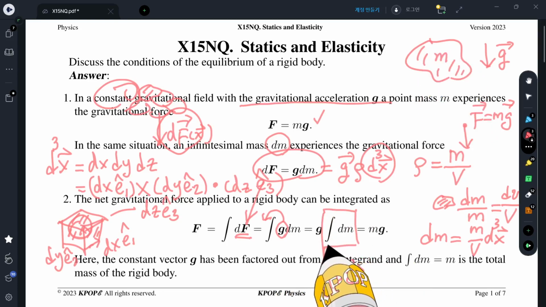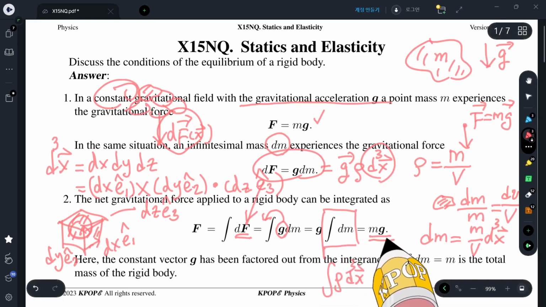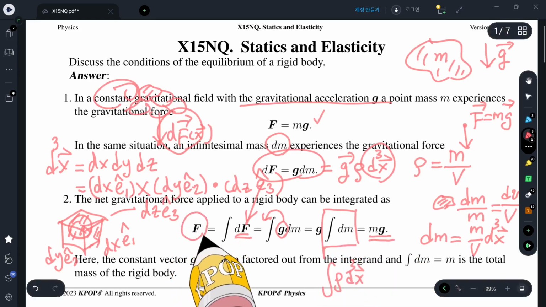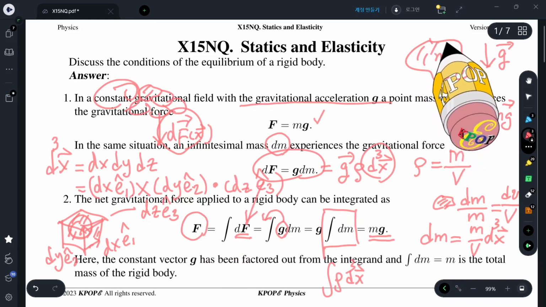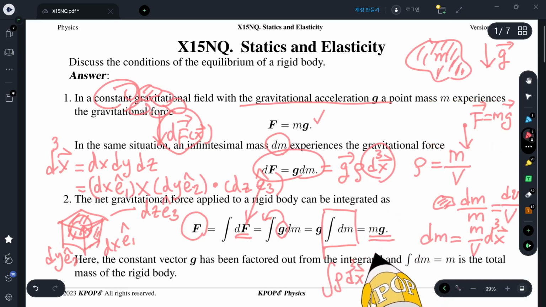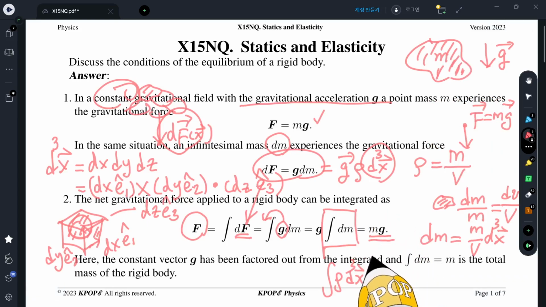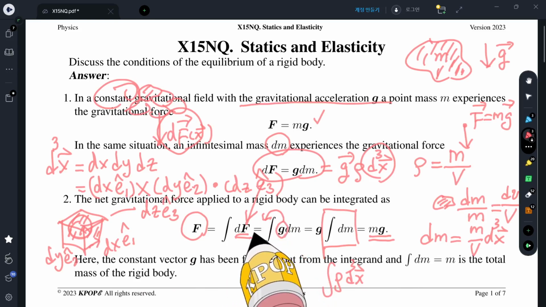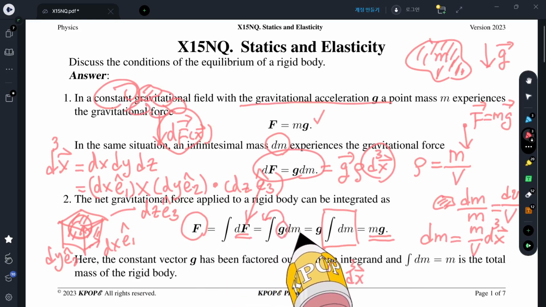Therefore, the trivial integral has been carried out to find the net gravitational force applied to a rigid body, which is mg. Here the constant vector g has been factored out, right? Because it is independent of the variable m.